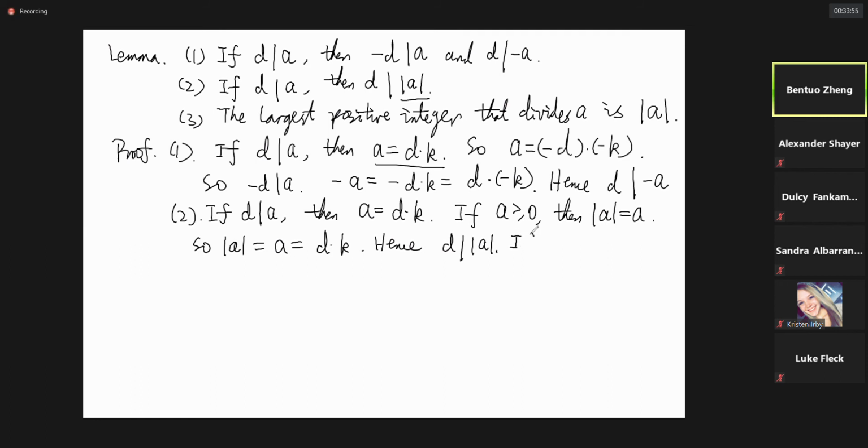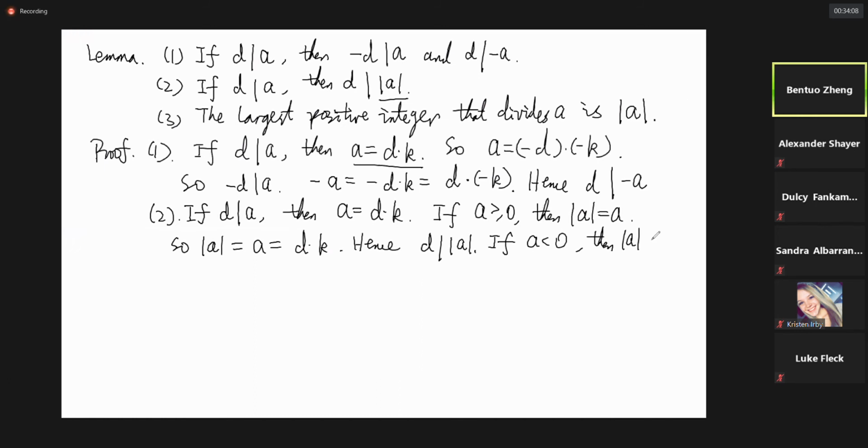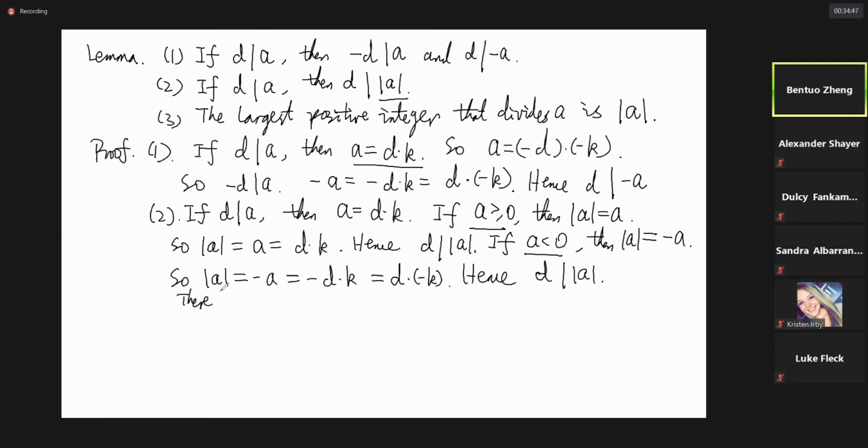On the other hand, if A is less than 0, then absolute value of A is equal to negative A. So we have absolute value of A is equal to negative A is equal to negative D times K, which is equal to D times negative K. Hence, again, by definition, D divides absolute value of A. So in both cases, A greater than or equal to 0 or A less than 0, you always get D divides the absolute value of A. Therefore, D divides the absolute value of A. Okay.